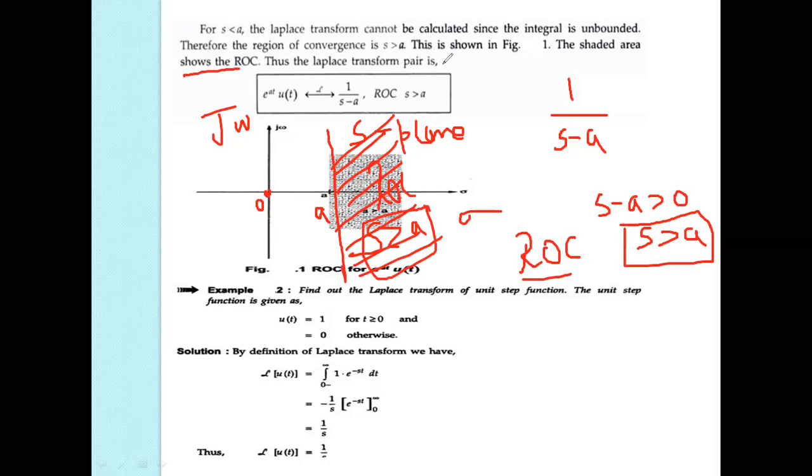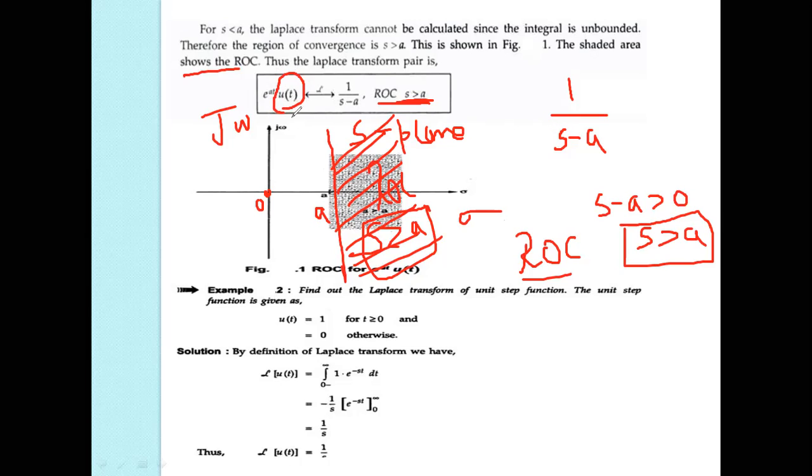Thus the Laplace transformation pair is e power at mu of t, whose Laplace transformation is 1 by s minus a, and the region of convergence is s greater than a. It is one-sided, that too positive sided. Remember here, why we got greater than means here the mu of t is positive sided, my dear students.